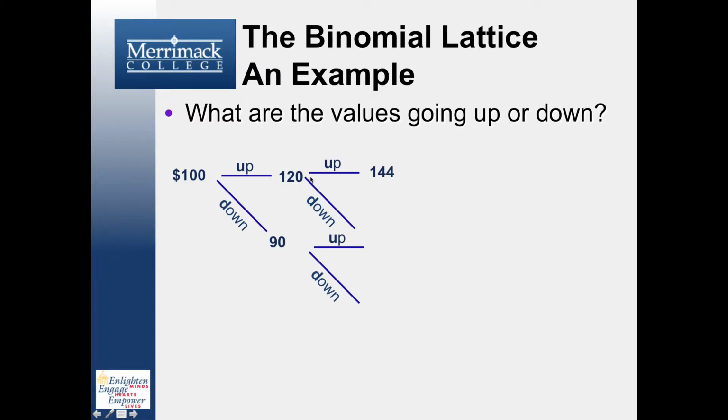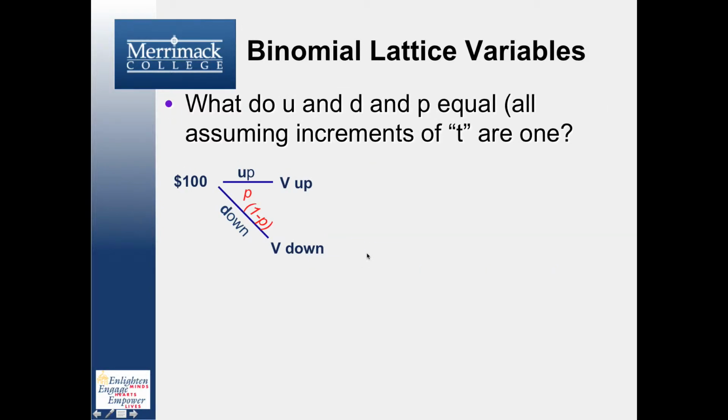That 20% value, 1.2 was U, 0.9 was D, right? I think it was, yeah, okay. So that's it. And we could just fill in this table for as many years as we need to. What do these things equal? The probability, the U and the D, assuming they're all increments of 1 year.